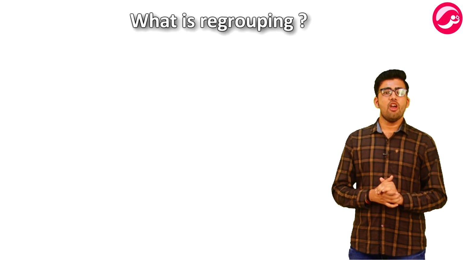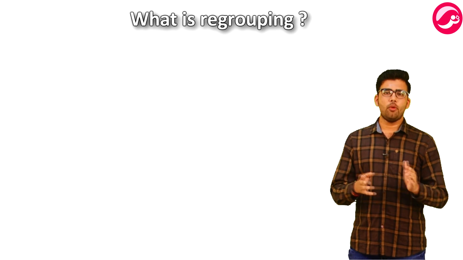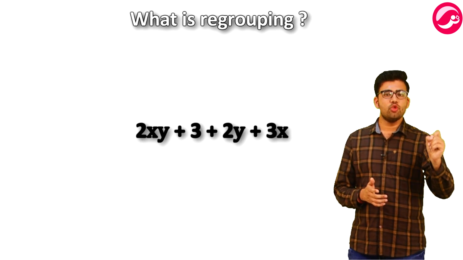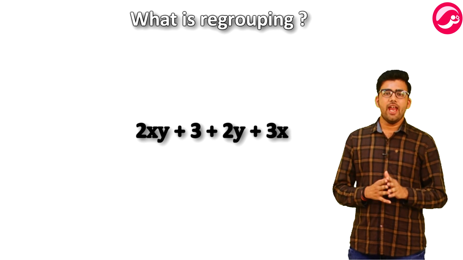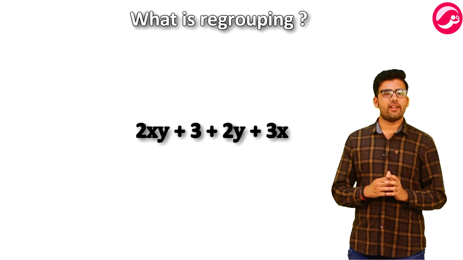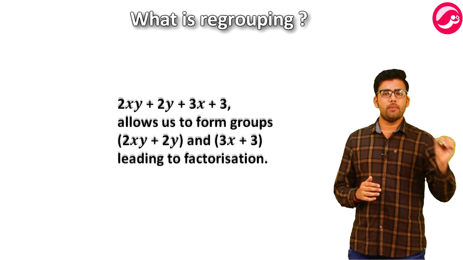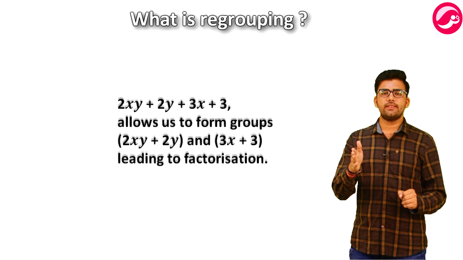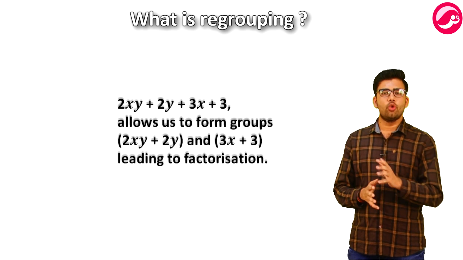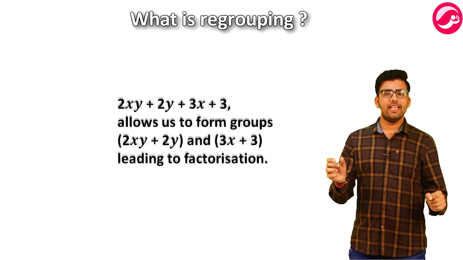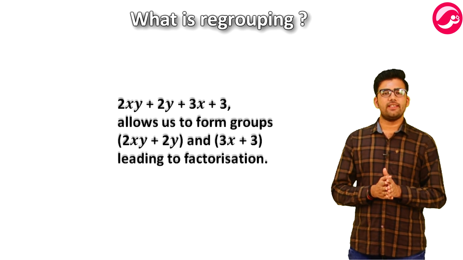Now, we will study what is regrouping. Suppose the above expression is given as 2xy plus 3 plus 2y plus 3x. Then, it will not be easy to see the factorization. Rearrange the expression as 2xy plus 2y plus 3x plus 3. This allows us to form the groups such as 2xy plus 2y and 3x plus 3, leading to factorization. So, this is regrouping. Regrouping is possible in more than one form.